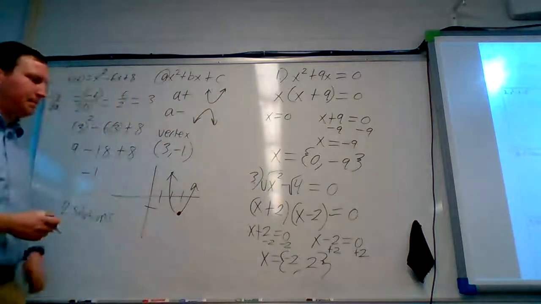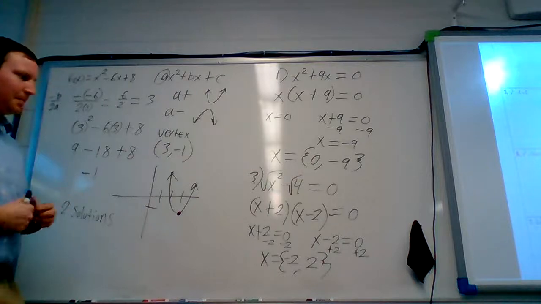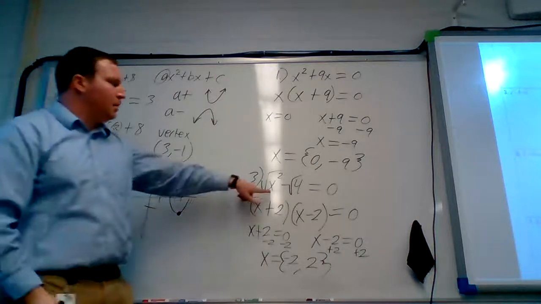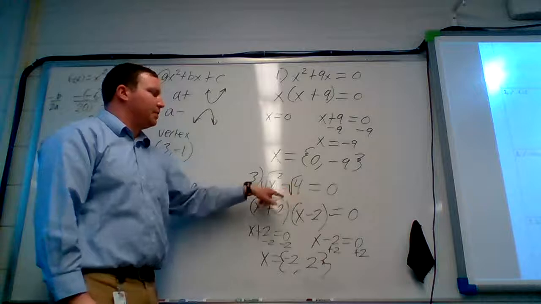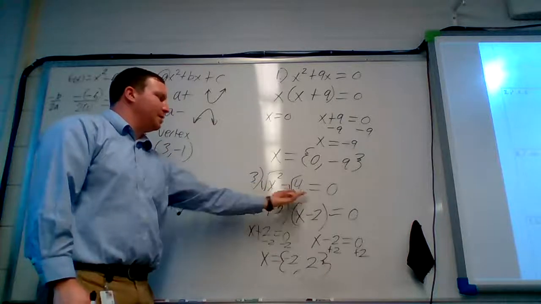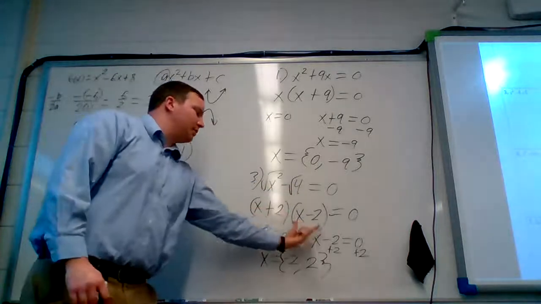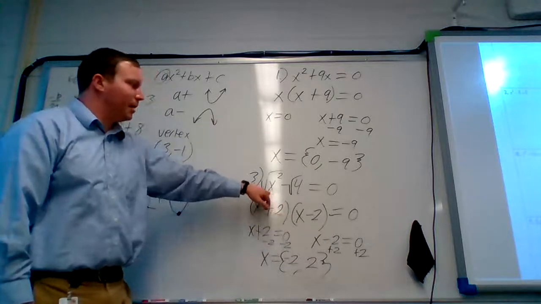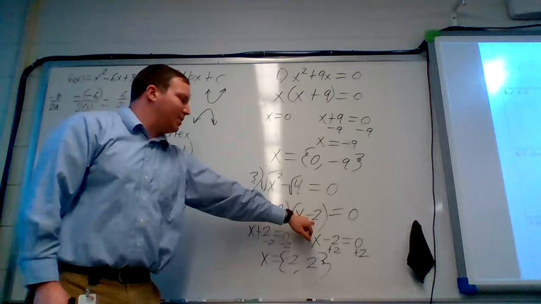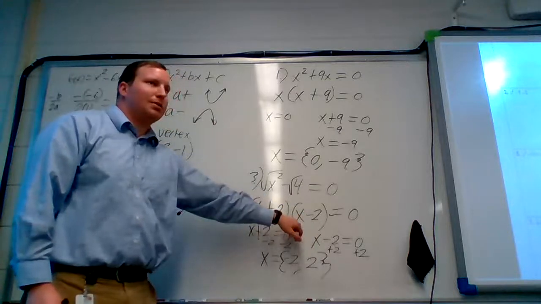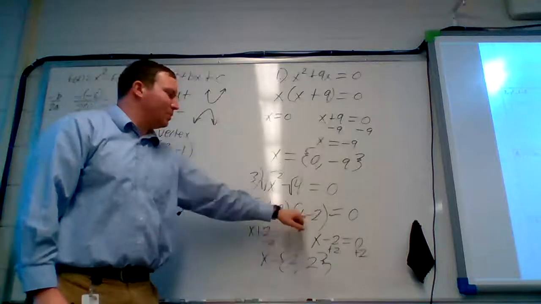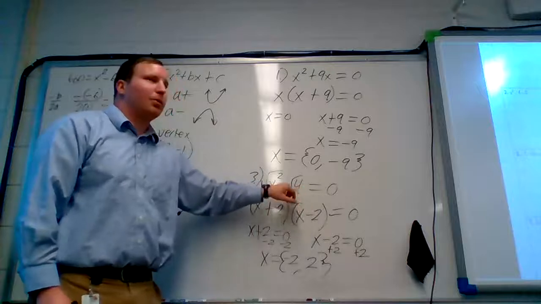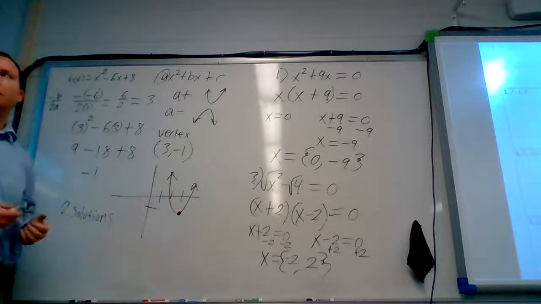So this was the difference of perfect squares. We can take the square root of each and turn it into factors, right? If we FOIL this back out, x times x gets us that x squared. Then we're going to get a -2x and a +2x. And those cancel. And then 2 times -2 gets us that -4. So that's the difference of perfect squares.